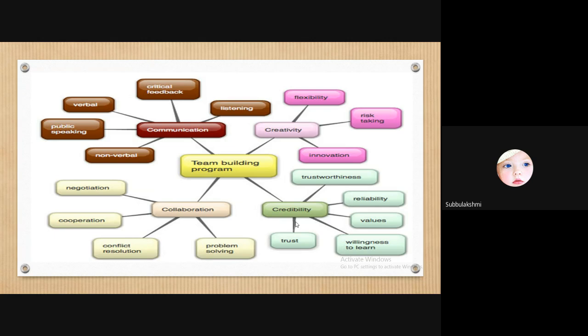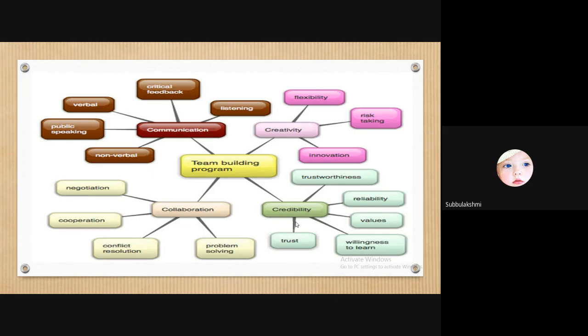Yes, friends. The next is creativity. When we talk about creativity, three skills are required: flexibility, risk-taking, innovation. This is very, very important. Unless they have the desire for risk-taking, creativity doesn't happen, innovation doesn't happen, and the basic thing is flexibility. They need to be flexible. So we need to make the learners understand this.